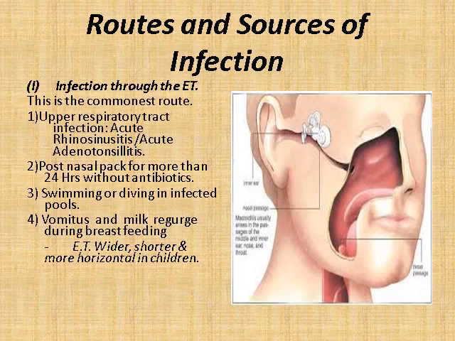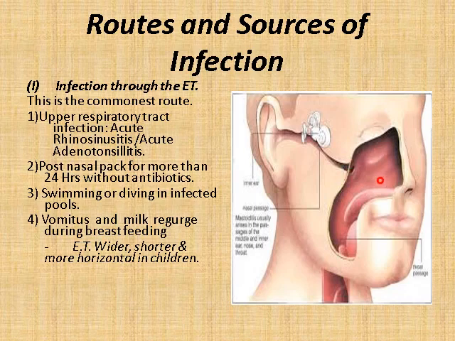How does the infection reach the middle ear cleft? The infection can reach the middle ear cleft. The commonest route is through the Eustachian tube. Here, spread of infection along the Eustachian tube reaches the middle ear cavity. But what are the sources of infection that can cause the spread along the Eustachian tube?